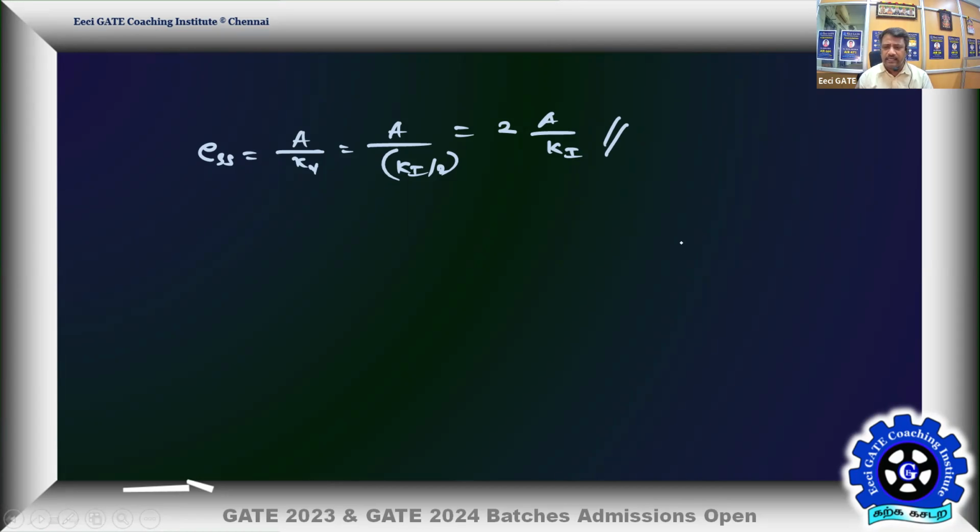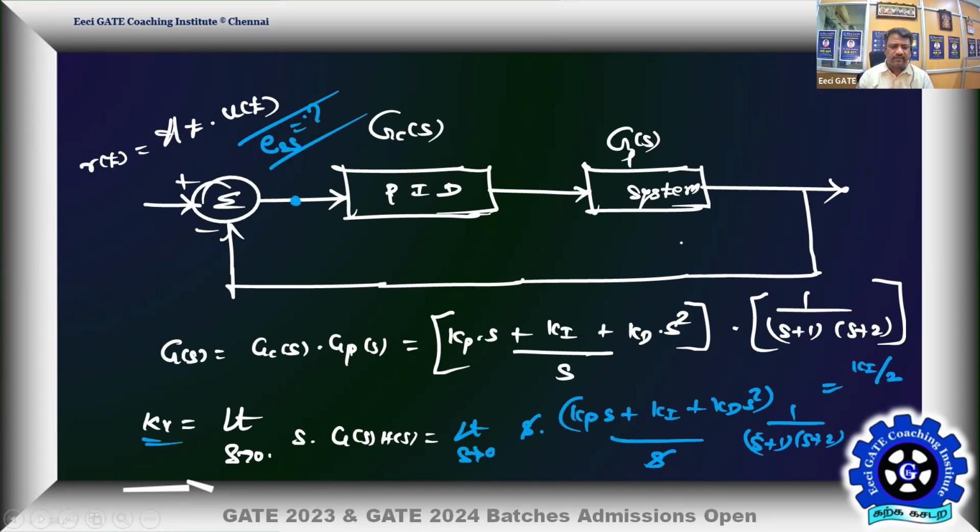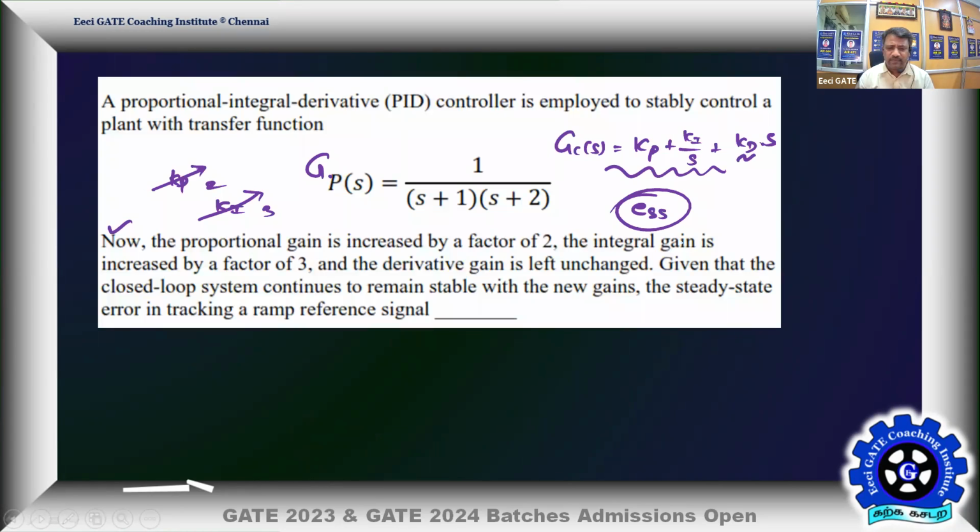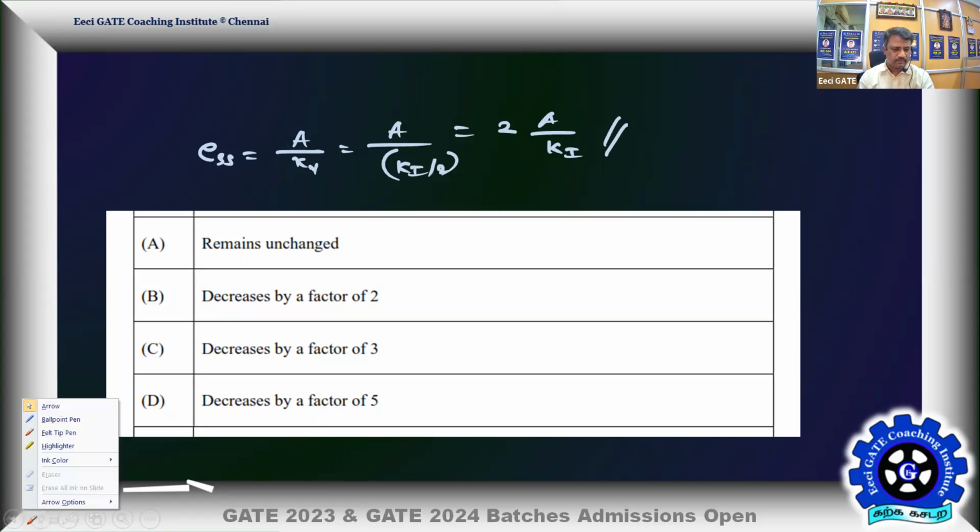He said in the statement, KP is increased by a factor of 2 and integral gain is increased by a factor of 3. Okay, what is the question? The steady state error in tracking the ramp signal becomes, okay. So the statement is, it is a MCQ problem. Let me pick the choices, 1 minute. Yes, that's a point. So it is given KI increases by 3 times.